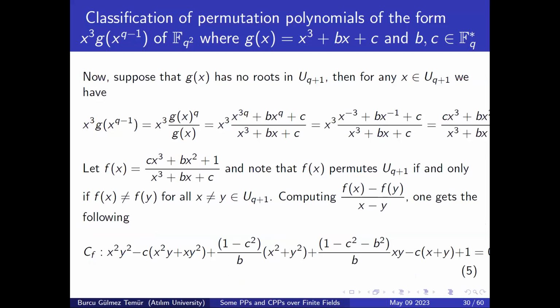Now, first, suppose it has no roots in U_{q+1}. We already know the conditions for it to have no roots in U_{q+1}. And for any x in U_{q+1}, we can write x cubed times g(x) to the power q minus 1 (here q minus 1 should be out of the parentheses in the first one). So I'm taking the (q-1)-th power of g(x). Then I can write it as g of x to the power q over g(x). And by substituting 1 over x instead of x to the power q in every step, we end up with a rational function. And note that now the main idea is here.